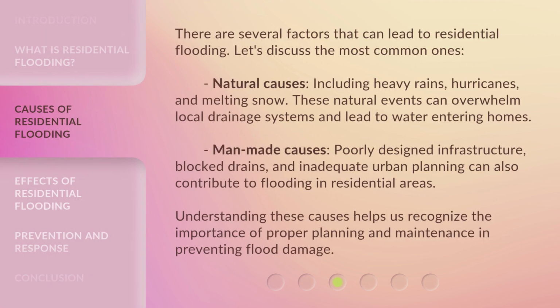There are several factors that can lead to residential flooding. Let's discuss the most common ones. Natural causes, including heavy rains, hurricanes, and melting snow. These natural events can overwhelm local drainage systems and lead to water entering homes. Man-made causes: poorly designed infrastructure, blocked drains, and inadequate urban planning can also contribute to flooding in residential areas. Understanding these causes helps us recognize the importance of proper planning and maintenance in preventing flood damage.